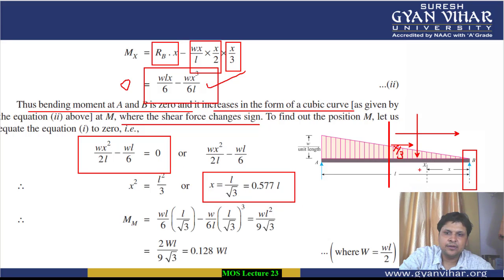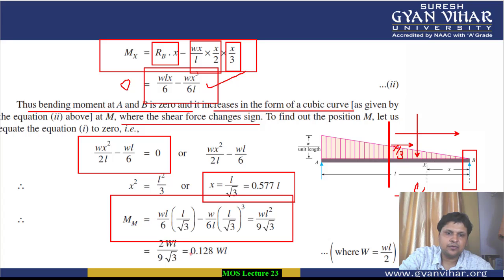X means the location of that plane where the value of shear force is equal to 0. The location of that plane is X is equal to L by root 3. This is the location, and at this location, when you calculate the value of moment by this equation, you will find it is equal to 0.128 into WL.